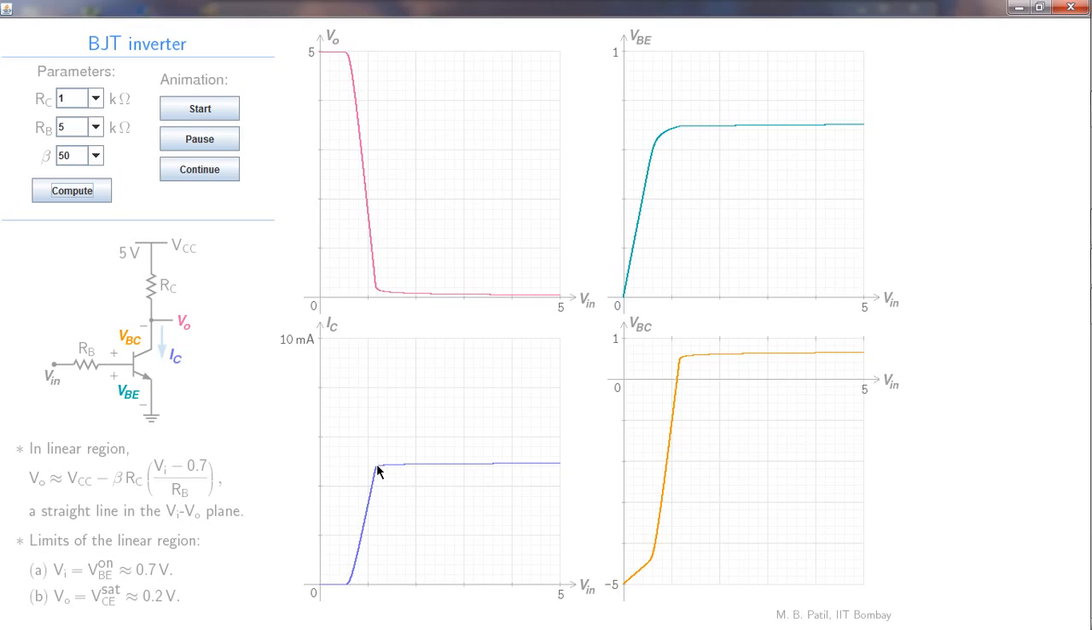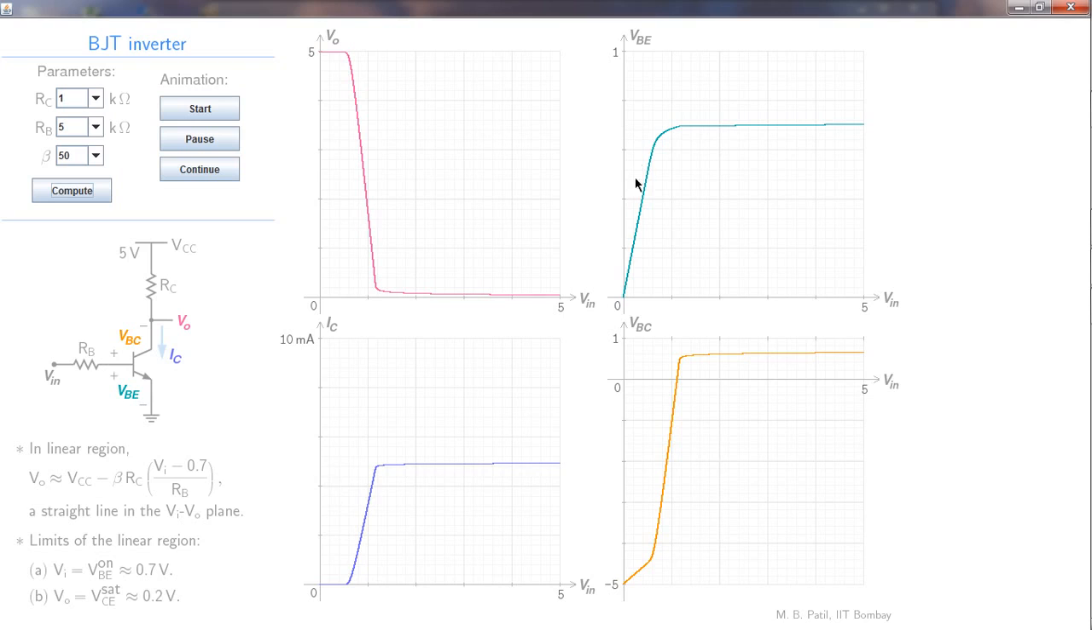At some point, VCC minus ICRC becomes equal to 0.2, and that is the point where the transistor enters saturation. And that is here. And after that, this VCE really does not change too much. It remains between 0 and 0.2 volts, and therefore IC remains approximately constant. What is that constant in this case? It is 5 volts minus, let's say, 0.2 volts, 4.8 volts divided by RC. RC is 1K, so about 4.8 milliamps. And that is what this is. This is 2 milliamps, 4 milliamps, so that's nearly 5 milliamps or 4.8 milliamps.